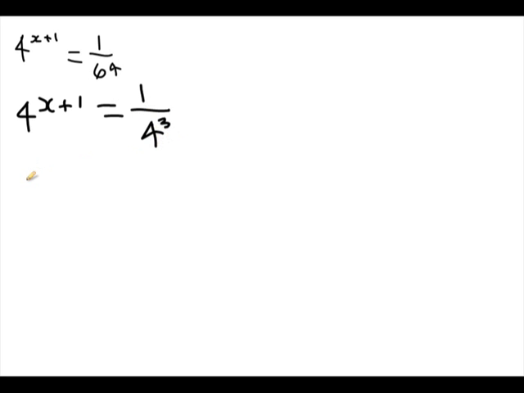So I got 4 to the x plus 1 equal 4 to the power of minus 3. Once I have the same base, I have an equation. So the only way to have this equality is to have x plus 1 equal minus 3. You're just gonna solve this.